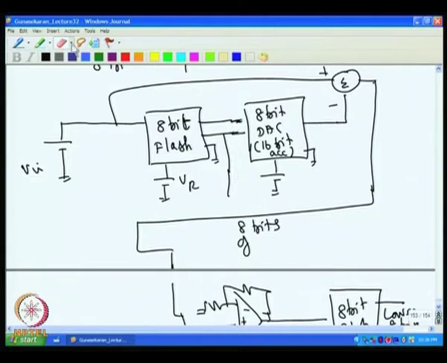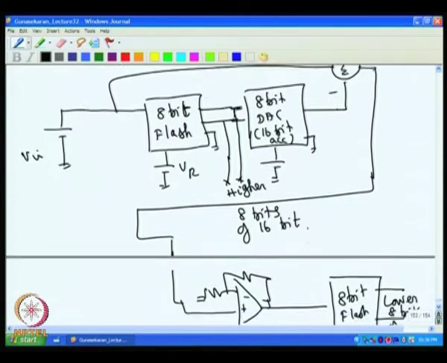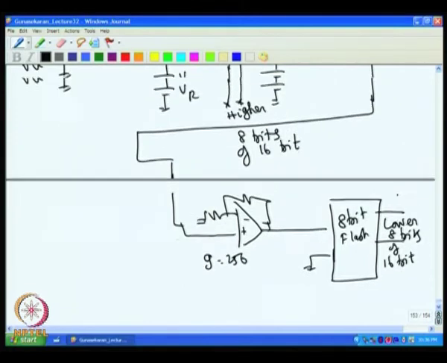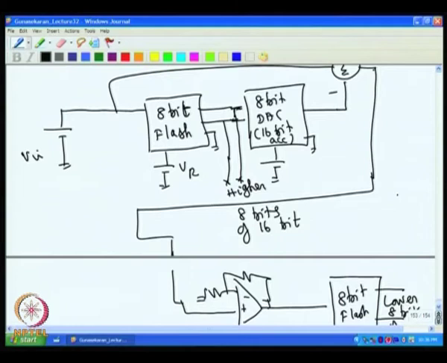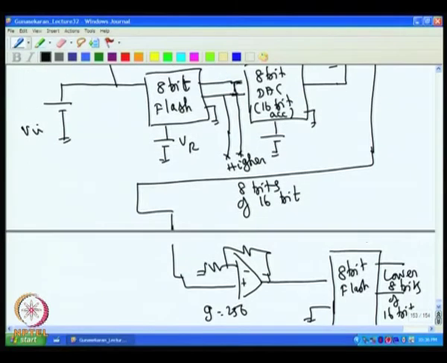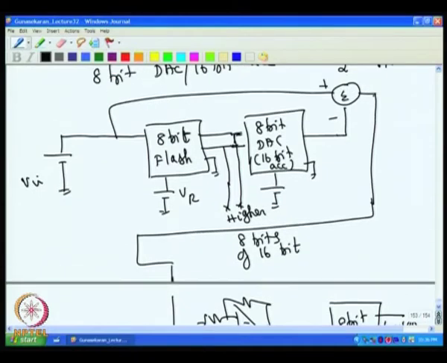This is actually the higher 8 bits of the 16 bit converter. So, you have the lower 8 bits here and the higher 8 bits here. So, you have the 16 bit conversion, but we have used only 256 resistors and 256 comparators here, and then again 256 comparators and 256 resistors. So, it is only 512 comparators and 512 resistors in total, not 64,000 resistors and comparators.